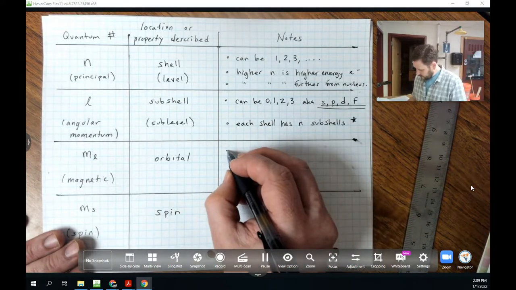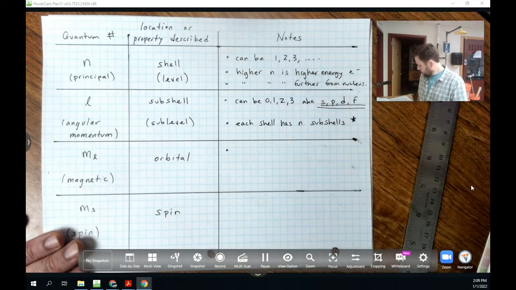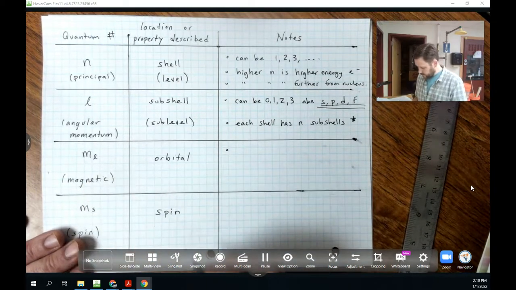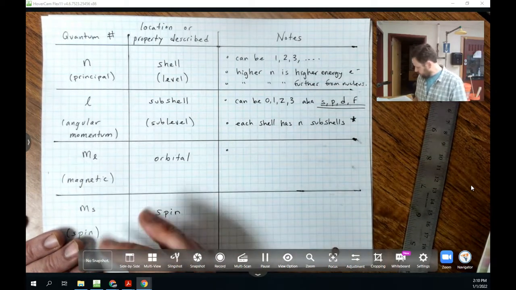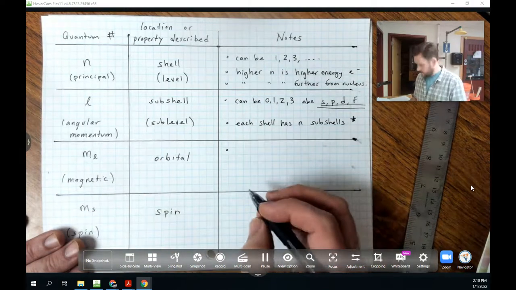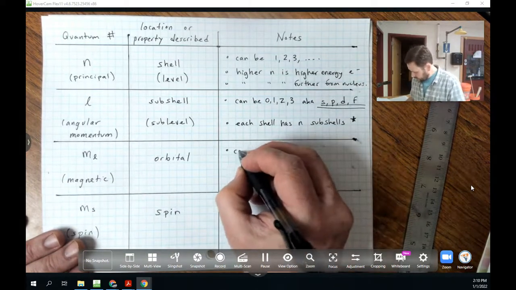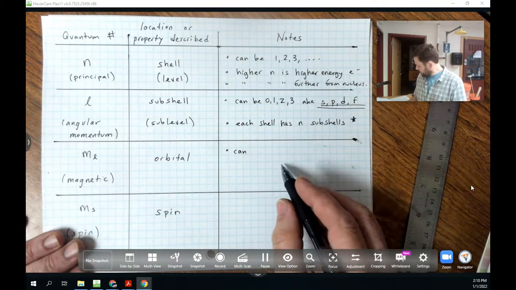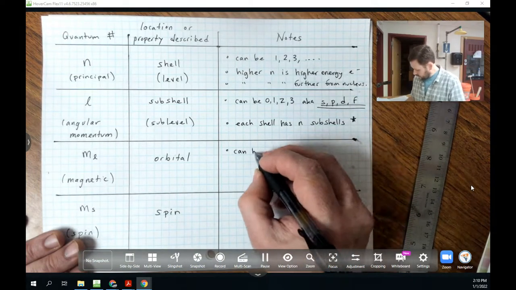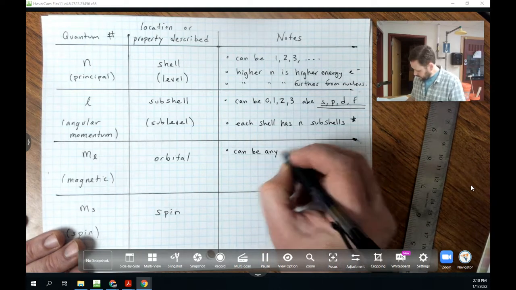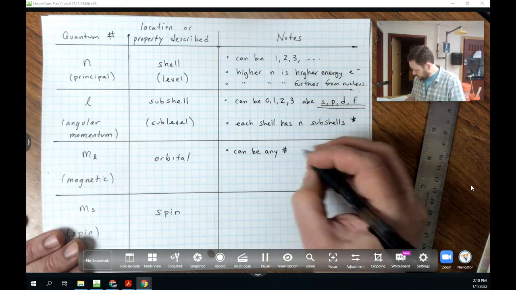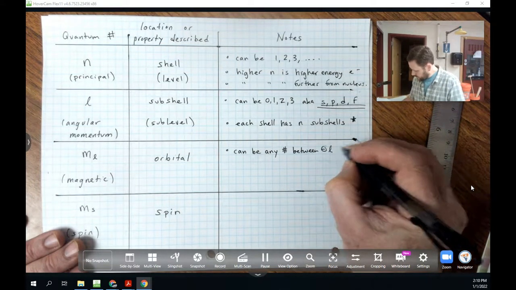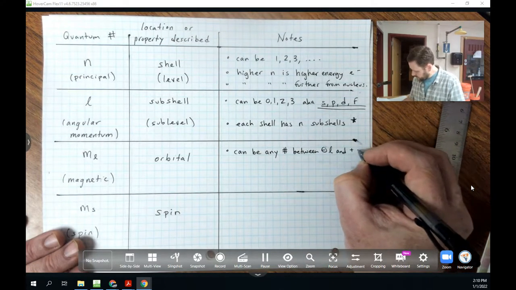Let's talk about the orbitals, which are really regions of space. And the magnetic quantum number describes the orbital. And it's true that these are numeric values. We call them quantum numbers for a reason. And we don't really concern ourselves too much with the numeric value of these. But it's true that they can be any number between negative l and positive l.